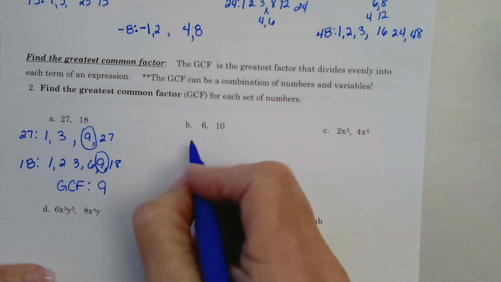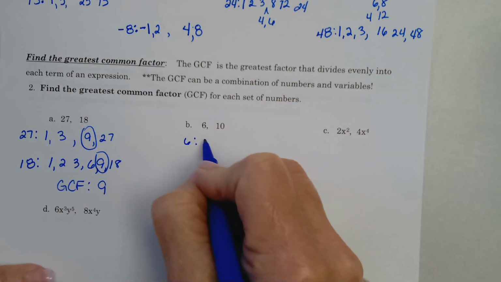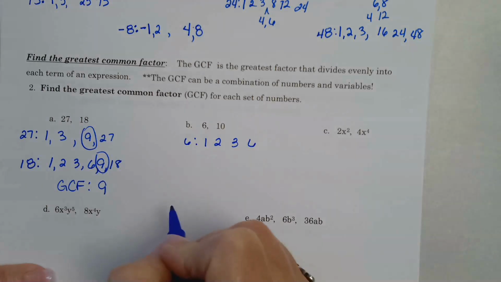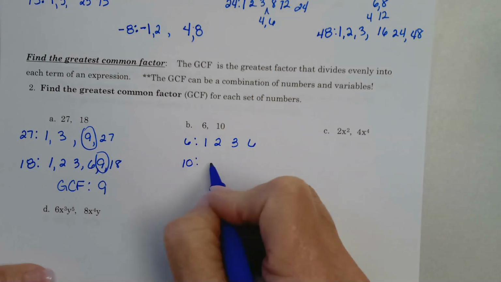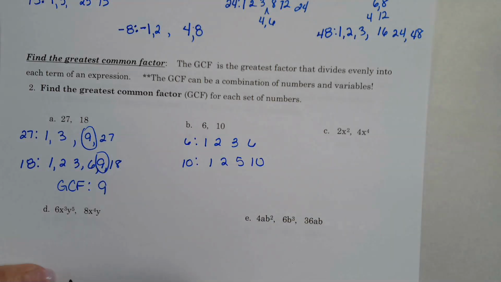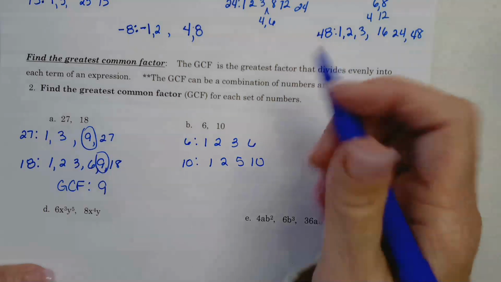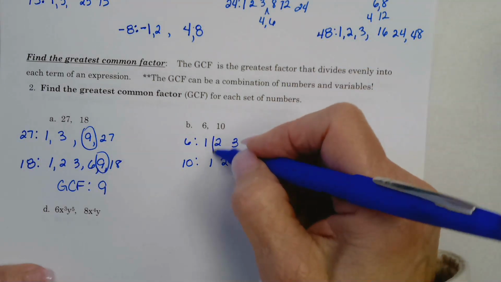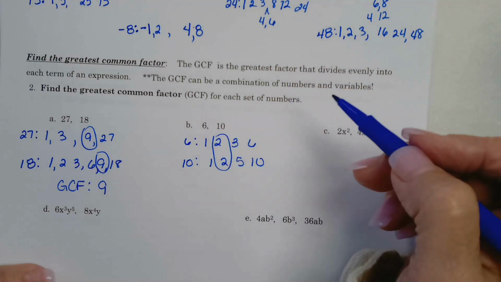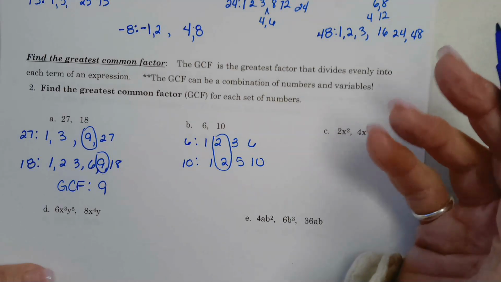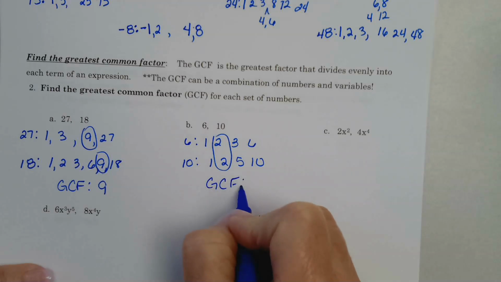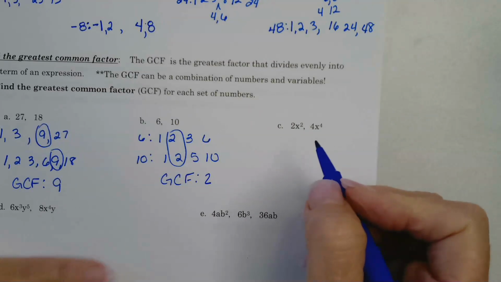Do the same thing with 6 and 10. These factors are 1, 2, 3, and 6. 10 has factors of 1, 2, 5, and 10. So these are a little bit easier to deal with. The only thing they have in common is a 2. And just remember, if both the numbers are even, we know that they are divisible by 2. So the greatest common factor for those is 2.